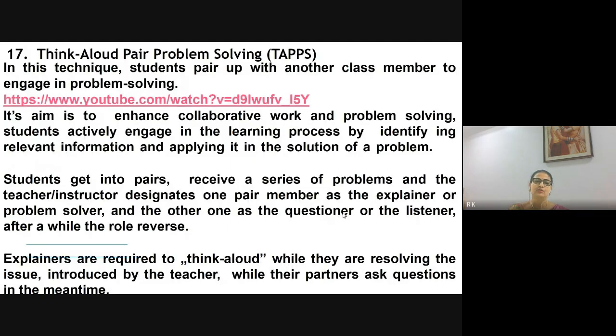The 17th method would be think aloud pair problem solving. In this technique, the students pair up with one another and engage in problem solving. Its aim is to enhance collaborative work and problem solving, as we already saw in the video, in which the students actively engage in the learning process by identifying the relevant information and applying it in the solution of a problem. So think aloud, pair, and problem solving is easily called the TAPS method. Think aloud: whether I can do this, I can do that.